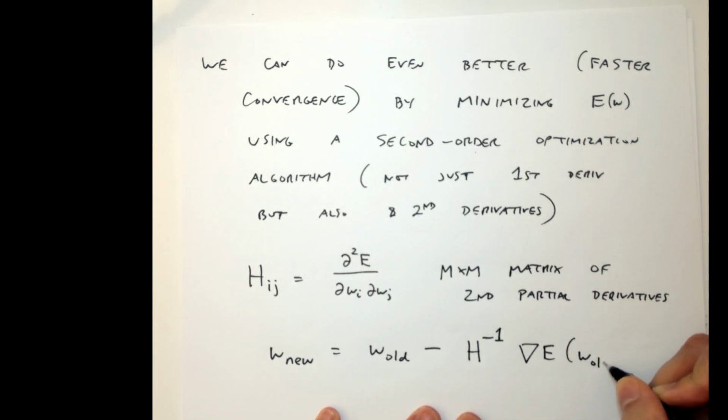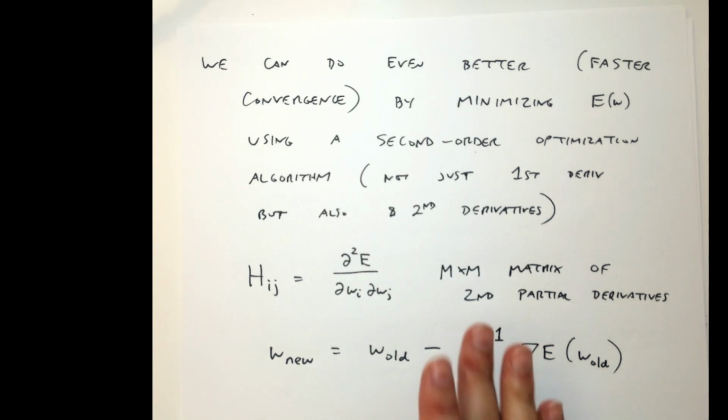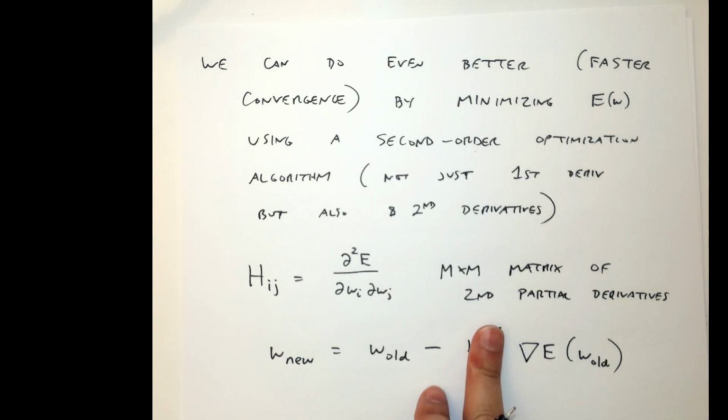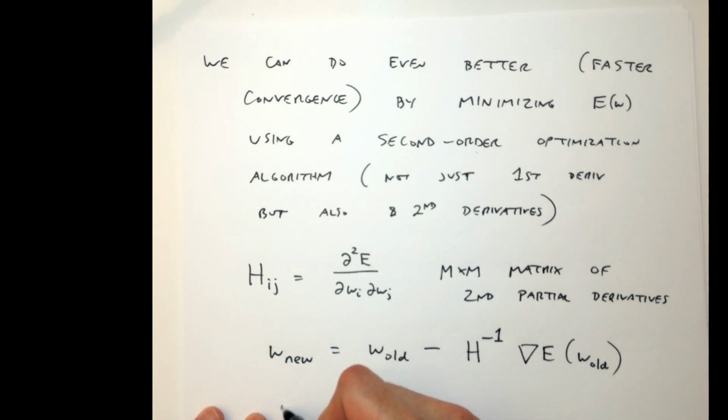So this is an algorithm that uses both the gradient and the Hessian, right? And so instead of just taking a multiple of the gradient, which is what I would do with gradient descent, I actually multiply this gradient by this whole m by m matrix, right? This is called the Newton-Raphson algorithm.